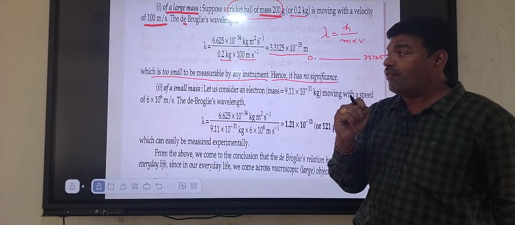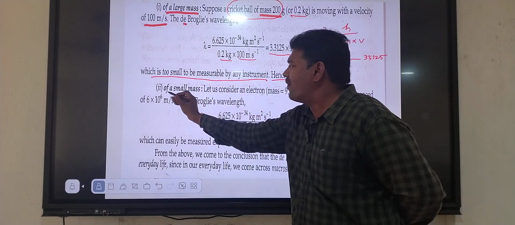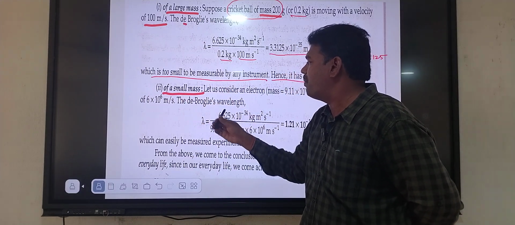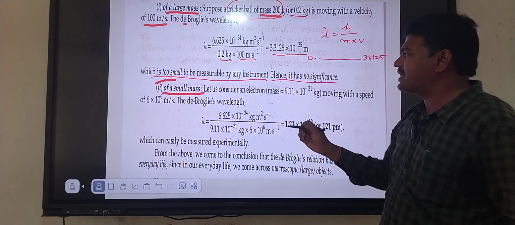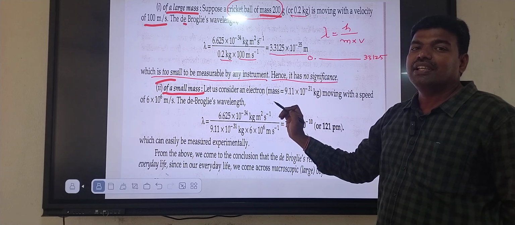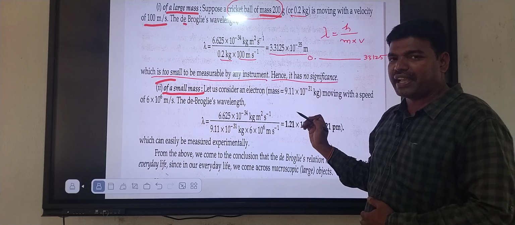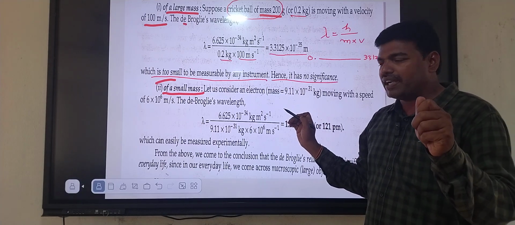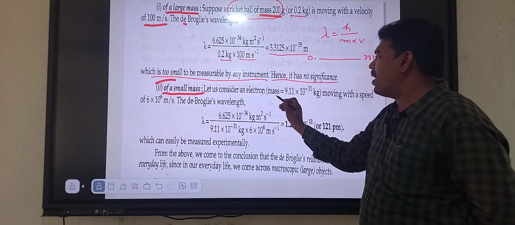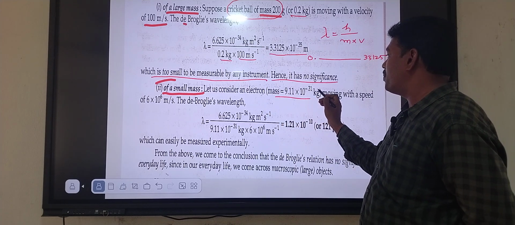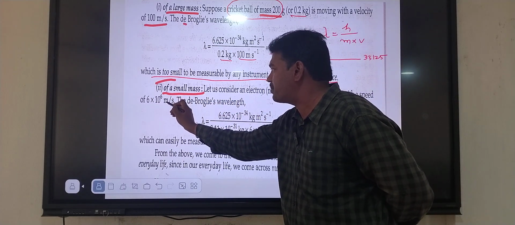And one more thing, we shall go with a microparticle of small mass. Let us consider the electron. Already I told you in video 1, part 1, quantum mechanics, examples of microparticles are the electron and proton. So let us consider the electron. The mass of the electron is 9.1 into 10 to the power of minus 31 kg, moving with a speed of 6.6 into 10 power 6 meters per second.